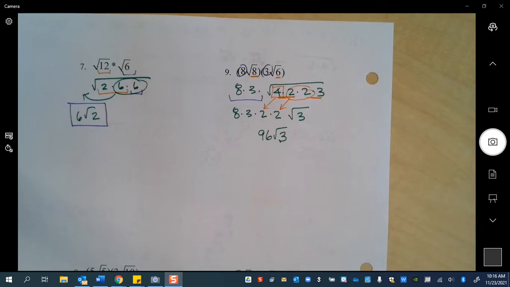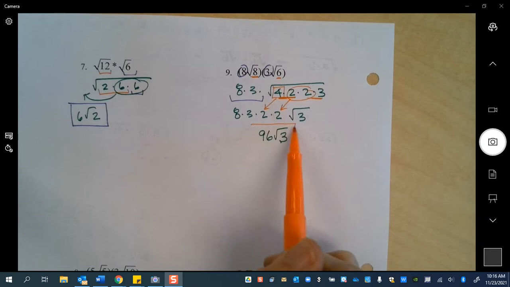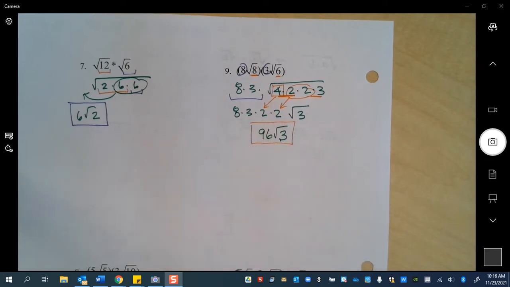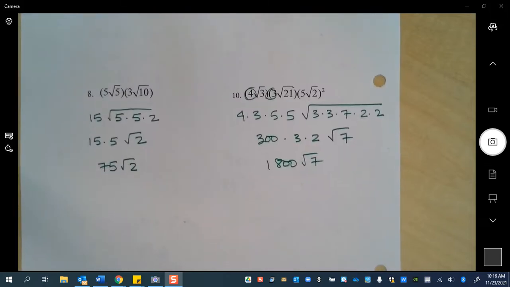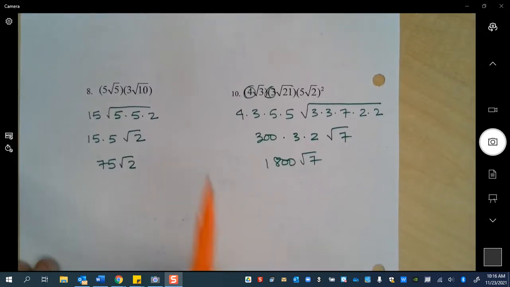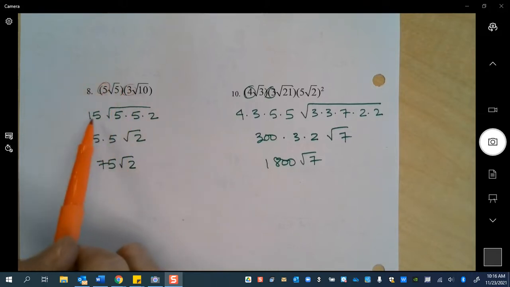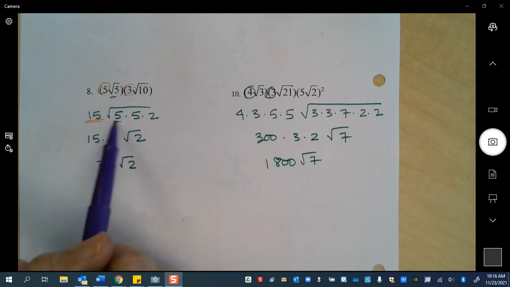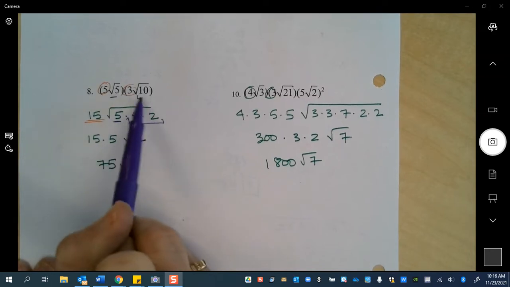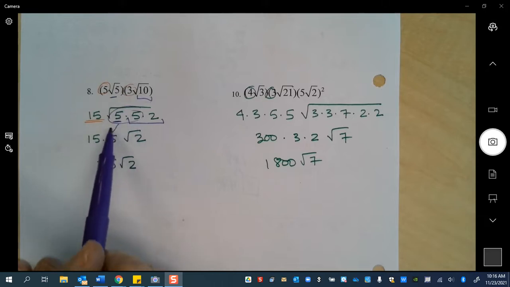I'm looking for my best friends everywhere I go. Square root of 4, best friend ever. Again, there's tons of different ways of doing this. As long as you wind up with 96 roots of 3, you're in good shape. Last two. Here's my coefficients, 5 and 3. That's where I get my 15. And here's my 5. And then here's my 10. I found my double factor, and out it comes.